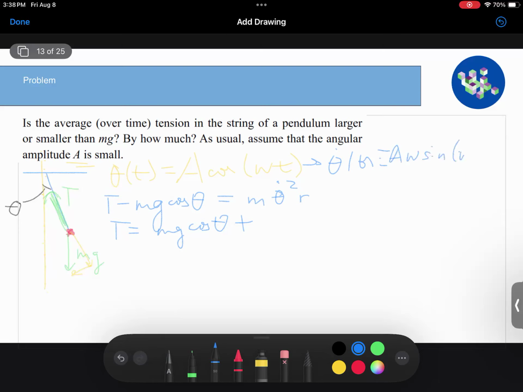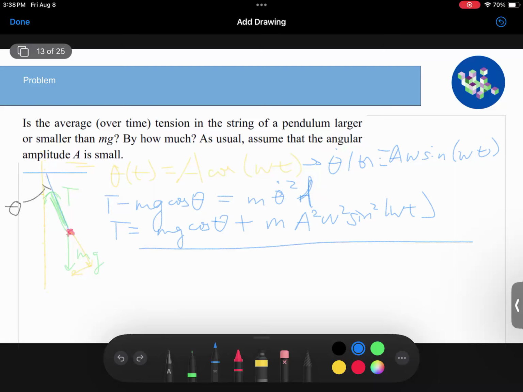So if we add m theta dot squared times r, or here it will be L, the radius of circular motion, which is the length of the pendulum, we'll get plus m times A squared omega squared sine squared omega t. All right. Now we want to take the time average of this over time.